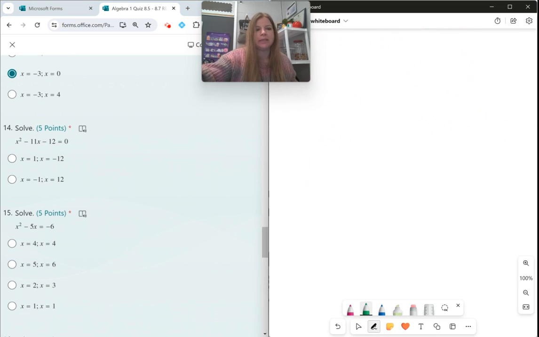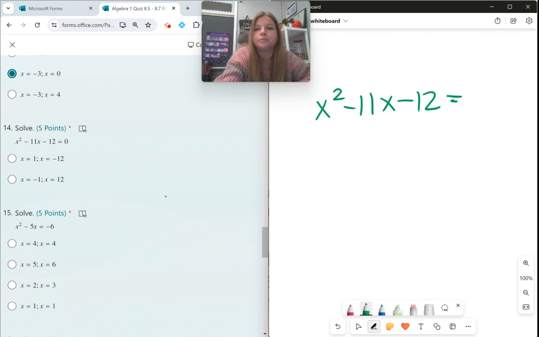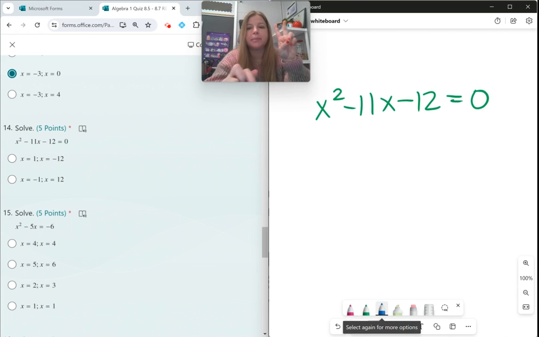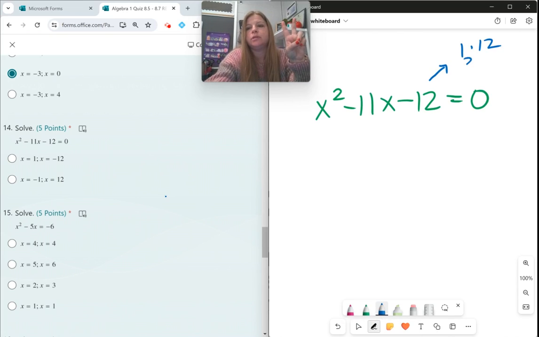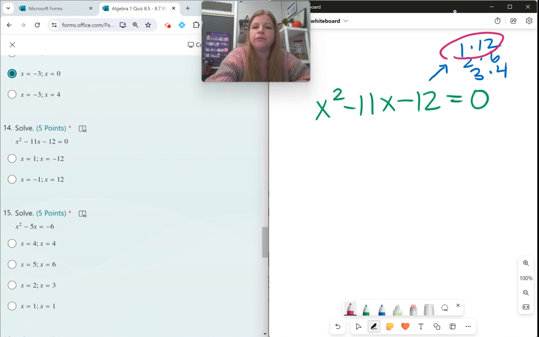Number 14. Okay, a polynomial equation, but this one is a friendly trinomial. Step 1, set the equation equal to 0. Done. Step 2, factor. Okay, factor pairs of 12: 1 and 12, 2 and 6, 3 and 4. Which one of those factor pairs can you get a -11 out of? 1 and 12. Okay, so I know it's going to be 1. I know it's going to be 12.